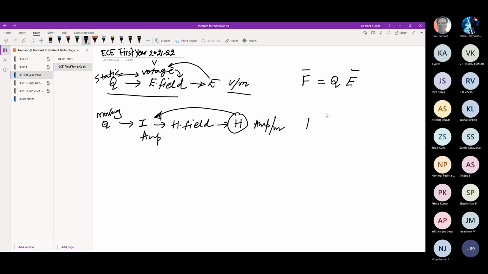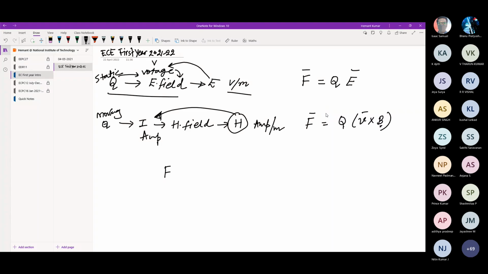And here the force is given by the Lorentz force equation, Q V cross B, where B is the magnetic field density. I will explain this term later. B is similar to the H quantity. Here the force exists only if the charge is moving. If the velocity is zero, if the charge is not moving, then there will be no force.